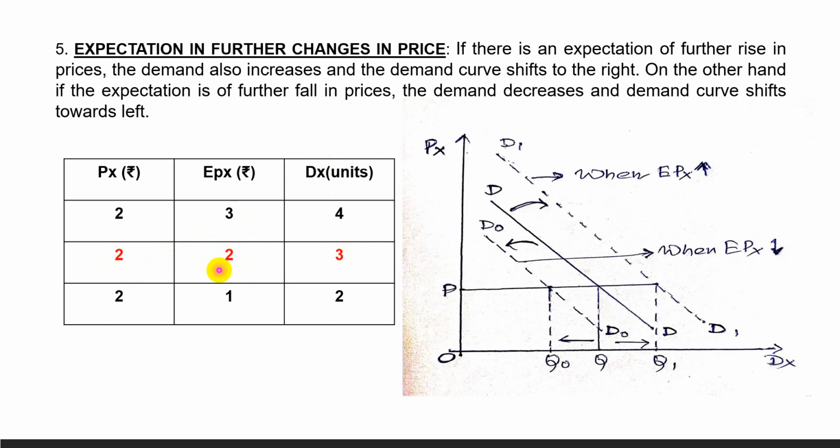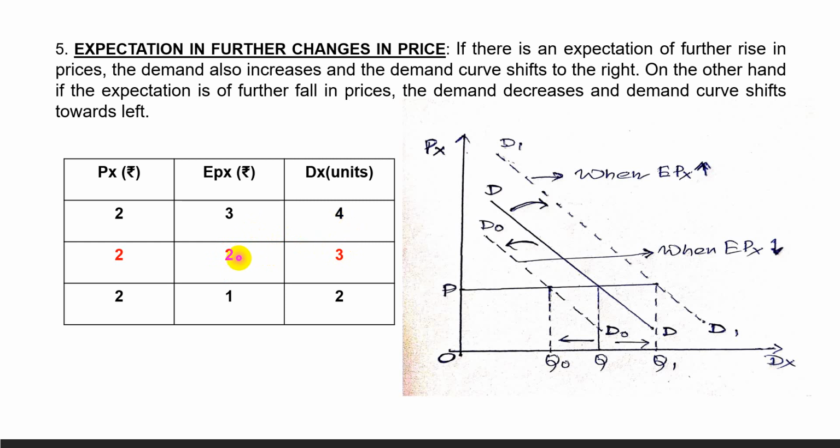Now if the consumer expects that tomorrow or in the near future, the price will increase from 2 to 3, then at rupees 2 today the consumer will try to buy more, because if he waits for tomorrow the price will increase, so there will be loss in satisfaction. In that case the consumer will try to buy more, resulting in increasing demand.